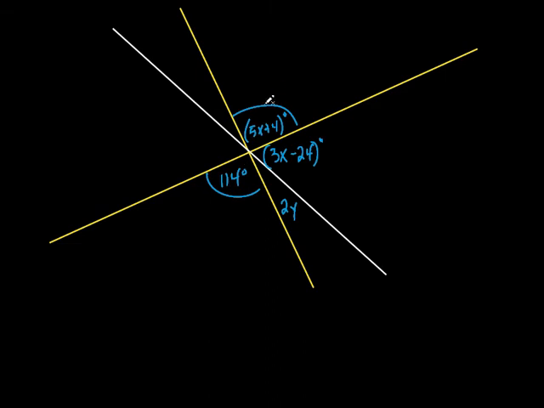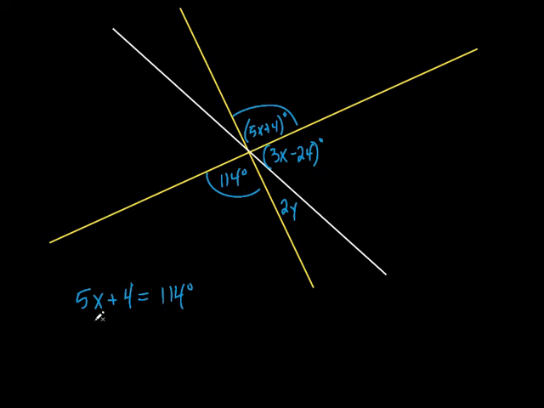We just finished talking about this. What's true about vertical angles? They're equal to each other. So guess what I'm going to do? Set them equal. So 5x plus 4 equals 114. All right. I set them equal to each other because they're vertical angles. Vertical angles are equal. So I look at these two. These two are vertical angles. So I set them equal to each other.